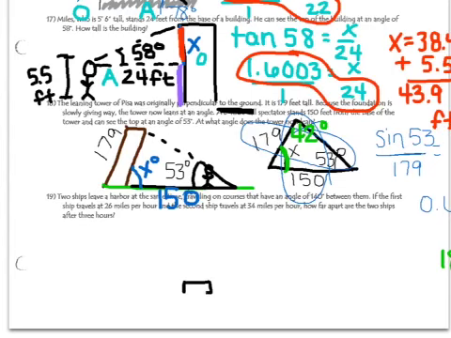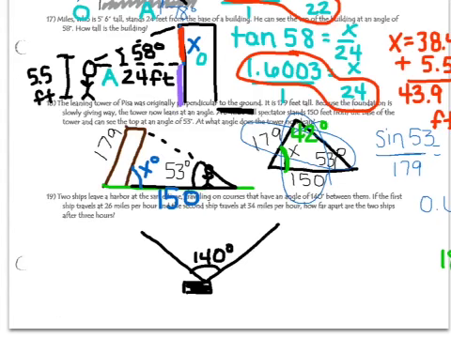Here's your harbor. Okay, and one is headed this way and one is headed this way. And it says they have an angle of 140 between them. So here's 140. Okay. The first ship is traveling 26 miles an hour.